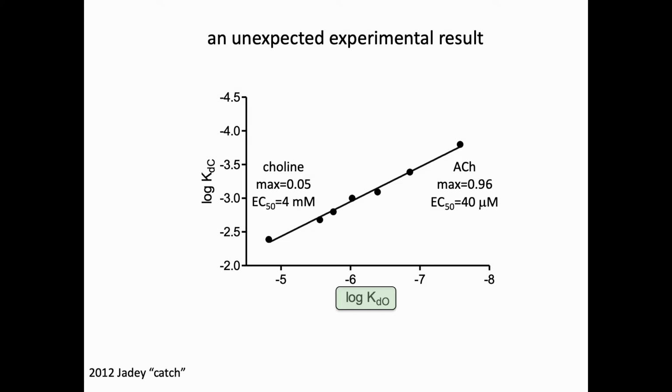So when we made this plot, we were surprised to see that these two binding energies were so tightly correlated over a wide range of agonists, from very weak agonists, very low efficacy partial agonists, to a very high efficacy and high affinity full agonist, namely acetylcholine. So this set us for a loop. We didn't know what this meant.